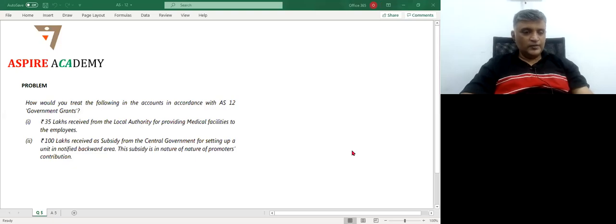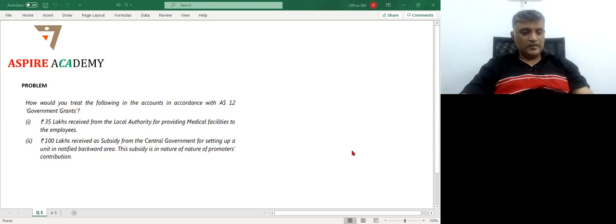We will now move on to the next problem in AS12. How would you treat the following in the accounts in accordance with AS12 government grants? Rupees 35 lakhs received from the local authority for providing medical facility to the employees. Number 2, 100 lakhs received as subsidy from the central government for setting up a unit in a notified backward area. This subsidy is in the nature of a promoter's contribution.